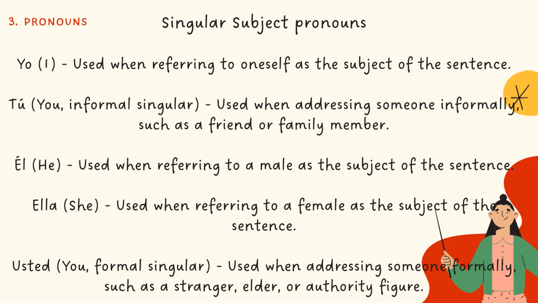Él, he, used when referring to a male as the subject of the sentence. Ella, she, used when referring to a female as the subject of the sentence. Usted, you, formal singular, used when addressing someone formally, such as a stranger, elder, or authority figure.